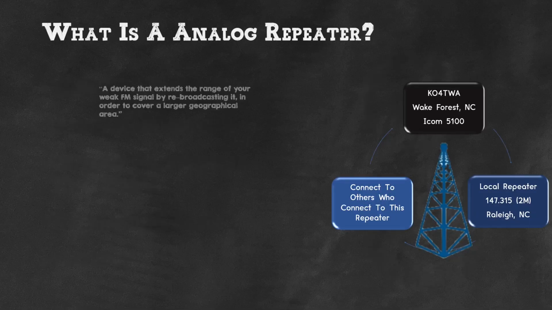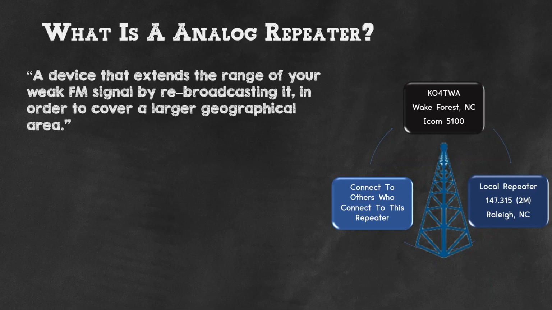So what is an analog repeater? It's a device that extends the range of your weak FM signal. It's going to rebroadcast it in order to cover a much larger geographical area. So if you look here, for example, I'm in my home with my mobile base station, my ICOM 5100. And if I wanted to do a simplex call, I can maybe get a couple miles. That's all I'm going to get.